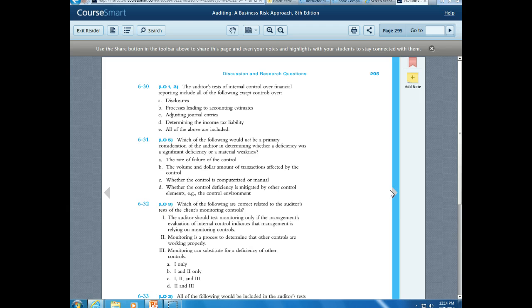We know we're interested in looking at those disclosures. We want to see how they come up with and derive their accounting estimates. We are interested in those adjusting journal entries. Who's recording them? Who's approving them? How do they calculate an income tax liability? And all of the above help us to determine that internal controls are operating efficiently. So the correct answer is E.